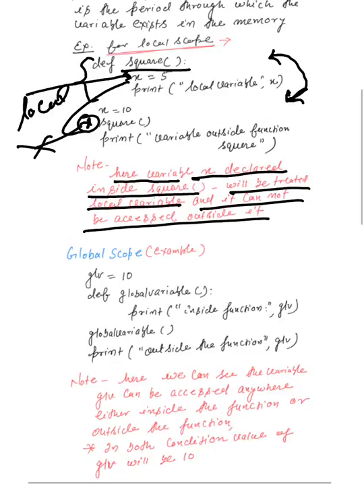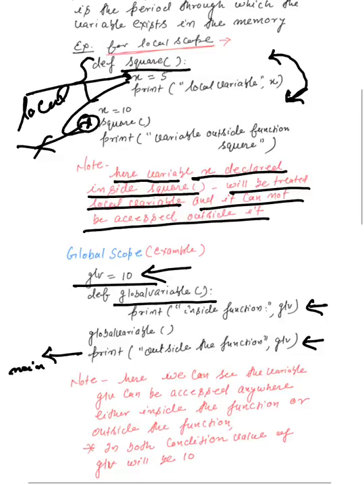Now come to the global variable, or the global scope. Here I have declared one variable, glb, which I have named for global, and then I am declaring one function, global variable. I have given the value for this glb equal to 10, and I am printing this value inside the function global variable and outside the function, in the main function.